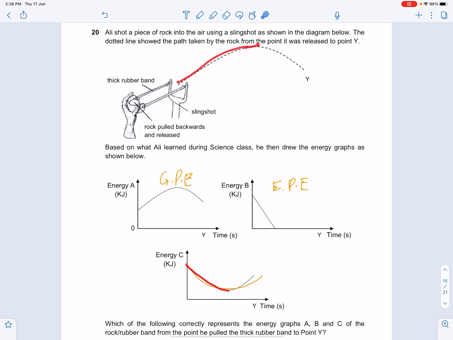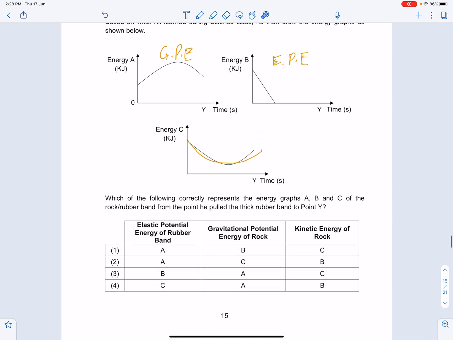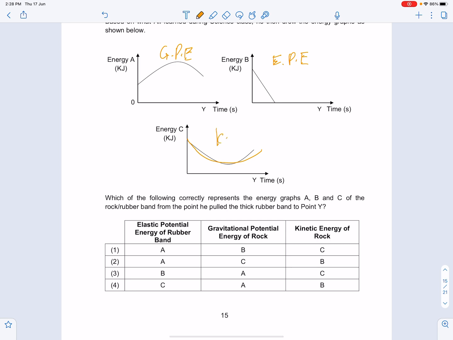And then after that, at the highest point, it starts to increase again because your GPE will then start to decrease because it gets converted to your KE. So that's why your KE increases. So this actually aligns itself very nicely to C, kinetic energy, KE. So based on this, C is KE, A is GPE, B is elastic potential energy, option 3.